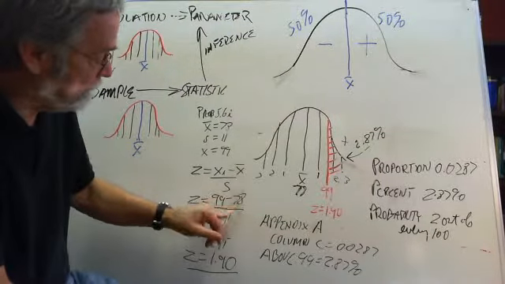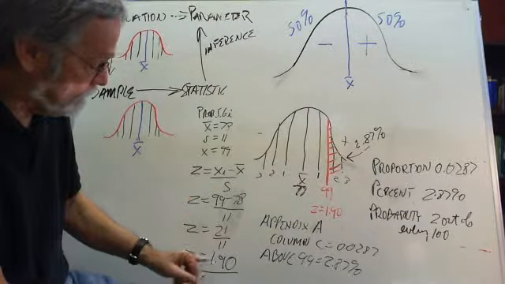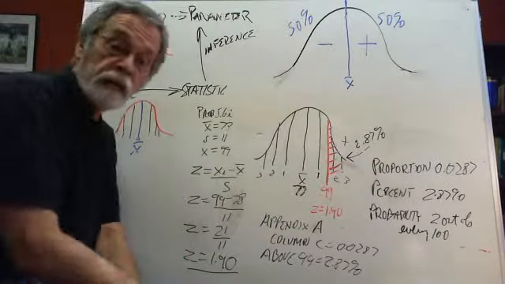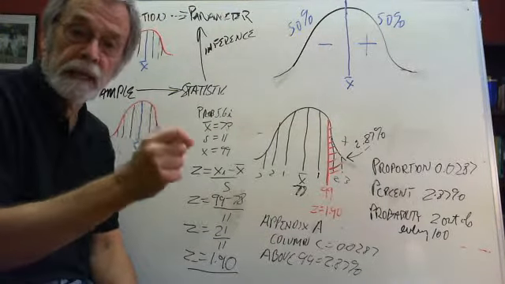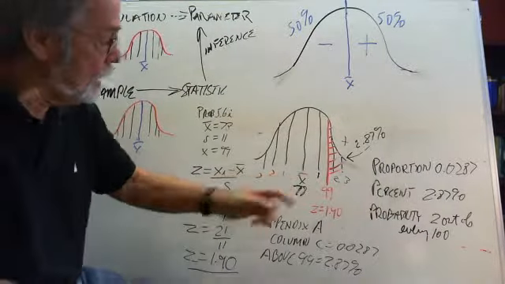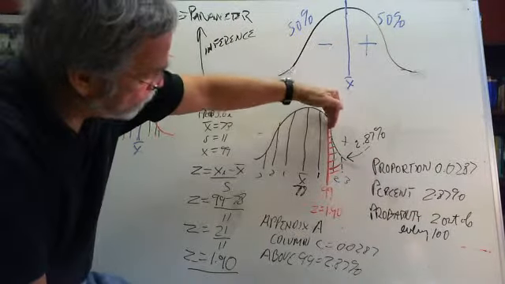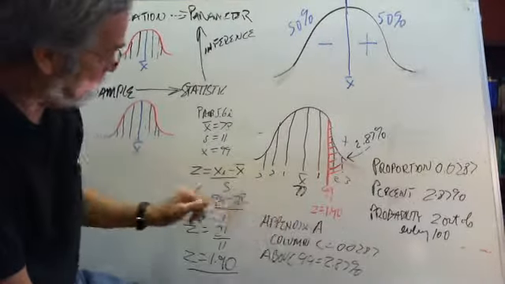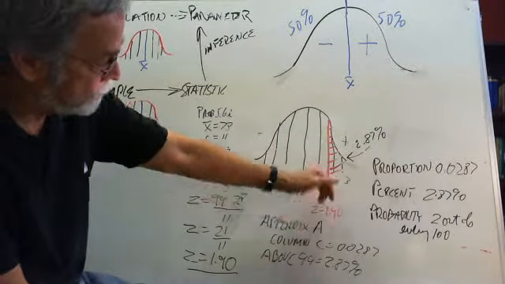And then here we've got z equals 99 minus 78 over the standard deviation of 11, and that's 21 over 11. That's 1.90. So we get a z-score of 1.90. Now, what that means is that's 1.9 standard deviations to the right, because it's a positive value, 1.9 standard deviations to the right of the mean. So I've drawn a vertical red line to represent where 99 lies on this distribution. Here's 78.